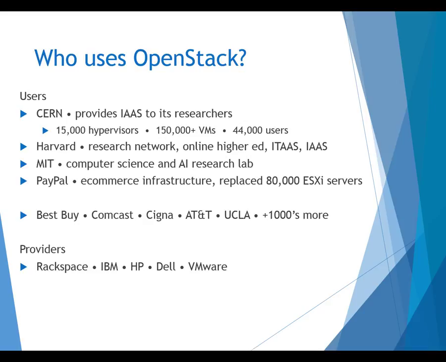Harvard uses this for their research network. They do online higher ed with it, which is basically what we would be looking at doing here. They use it for IT as a service because you can automate a large portion of your VM creation. And of course, you've got MIT. PayPal uses it for e-commerce. They replaced 80,000 ESXi servers, which cost VMware about $1 billion, which is why you see the providers all have integration at the bottom. You've got Best Buy, Comcast, Cigna, AT&T, a whole bunch of companies that all use this for either private cloud or their web-based infrastructure.